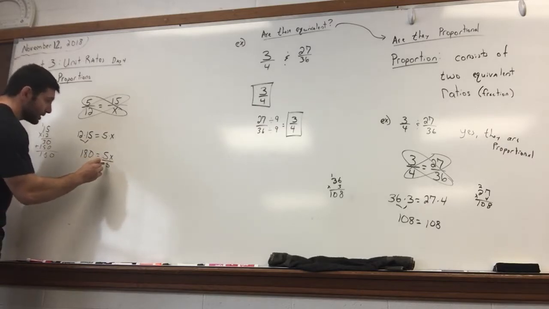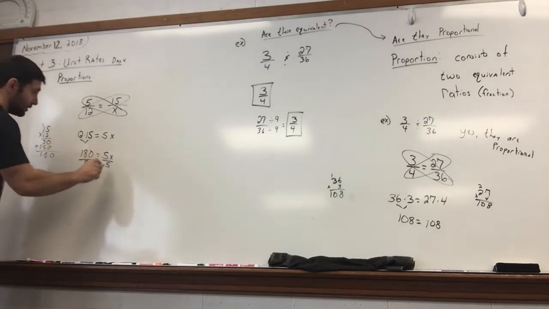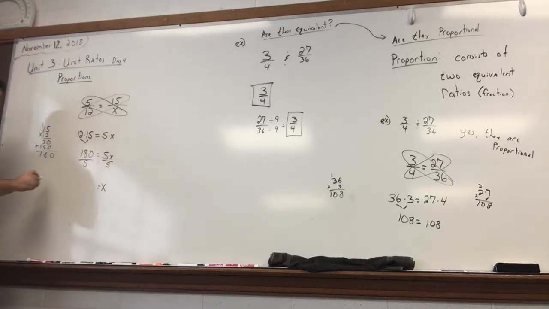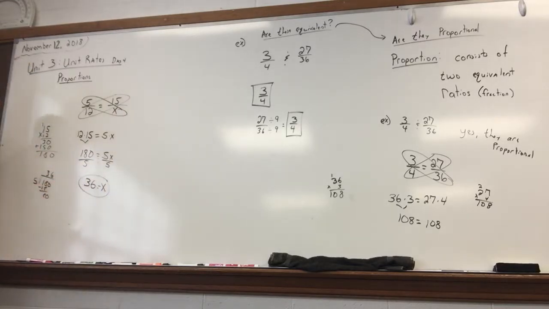The number that's with the x is what we're trying to get rid of. So we solve for x. 5 divided by 5 leaves me with x. So if you can't do that in your head, we're going to long division it. Goes in 3 times, 15, 30 goes in 6. So x equals 36.